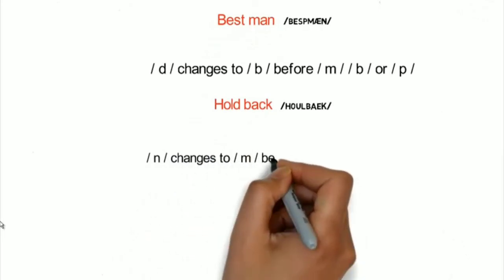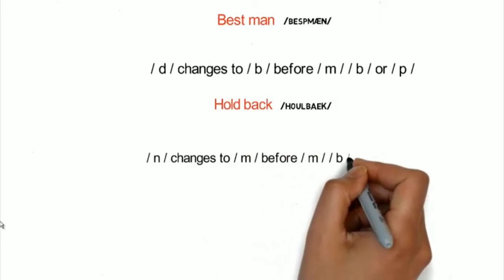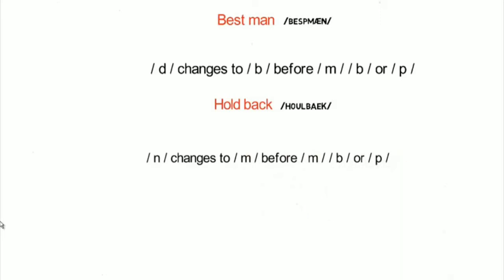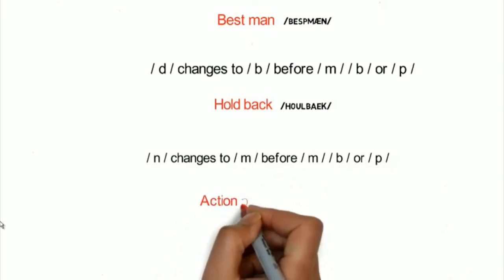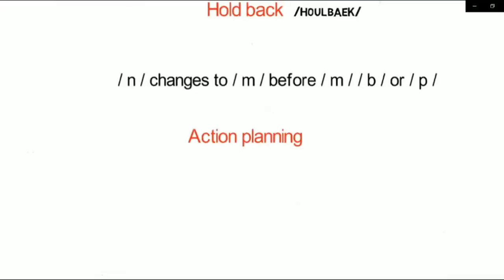Okay, the next type of assimilation is when a word ends in an n sound. It will change to an m sound before a word that begins with m, b, or p sound. Here we have the example "action and planning." It will change to "action planning." We pronounce it like an m instead of the n, action planning.